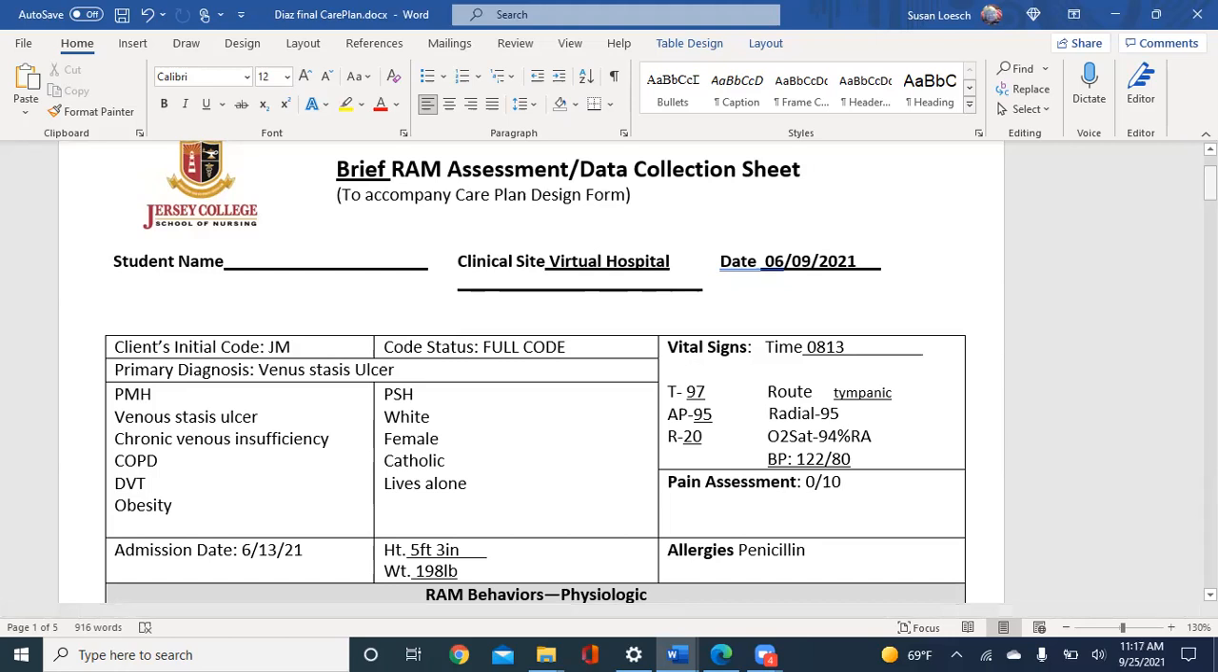So at the top, you're just going to put your name. You can put virtual hospital. It doesn't matter. And you could use whatever date. It doesn't really matter. The client's initial code is going to be whatever the first and last name is. So yours is Edith Jacobson, right? So that's going to be EJ for her. The code status for this patient, Edith Jacobson, I believe it says in your case study that she's a full code.